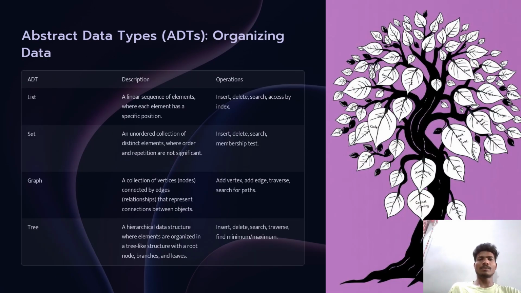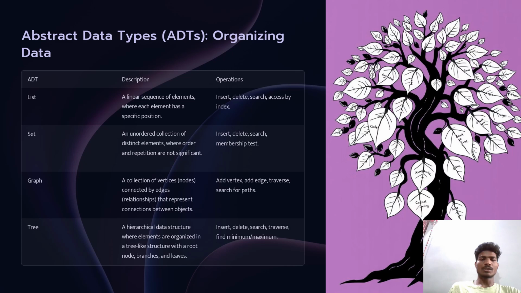Abstract data types. List. Description: a linear sequence of elements where each element has a specific position. Operations: it is used in insert, delete, search, access by index. Set. An unordered collection of distinct elements where order and repetition are not significant. It is also used in insert, delete, search, membership test.